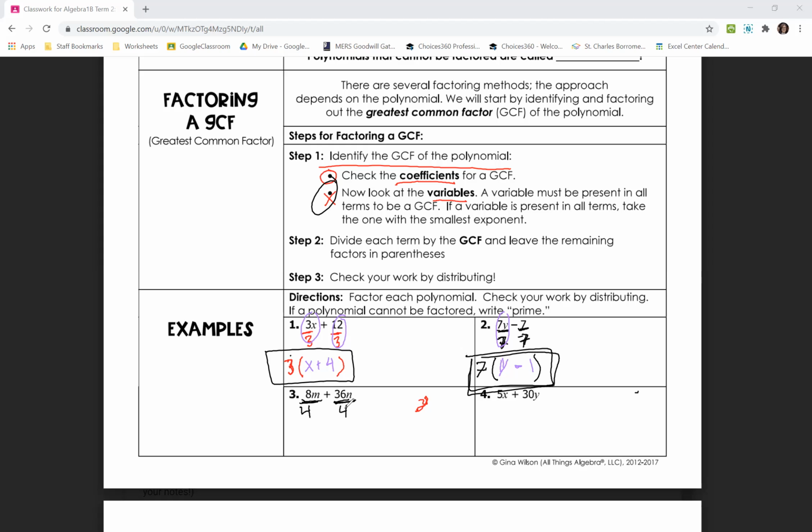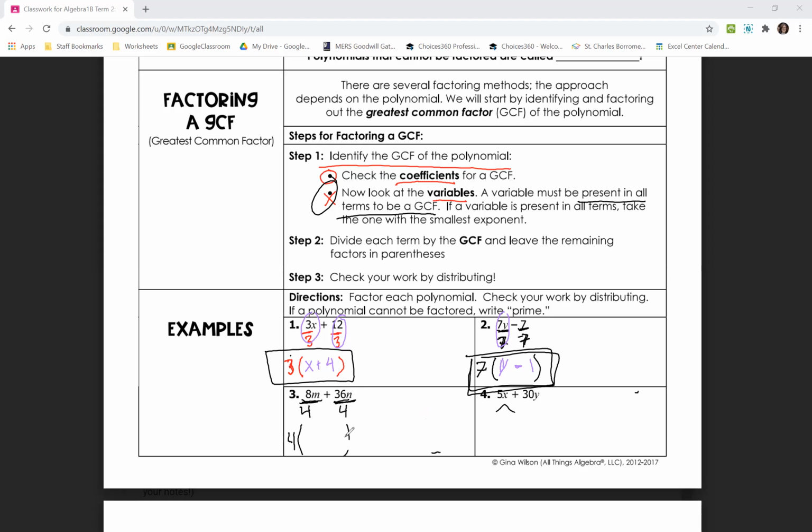Then you look at your variables. You're looking for a variable that is present in all of the terms, so it has to be the same variable. Here I have an m and an n. They don't have those in common. Those are different variables, so these two terms don't have any variables in their common factors. So I won't have anything to do with the variable. 4 is the greatest common factor, so I'm going to pull it out.